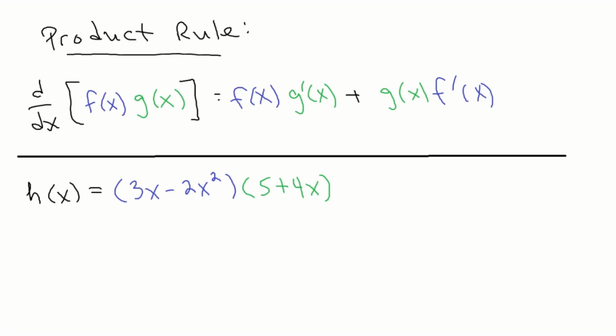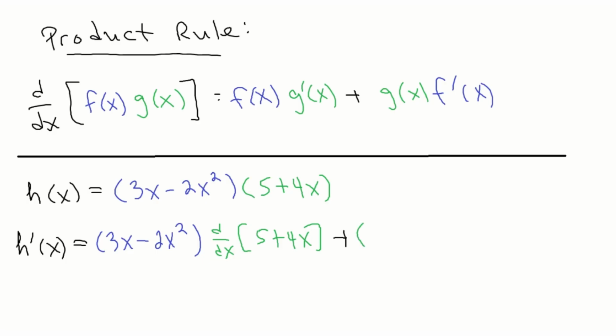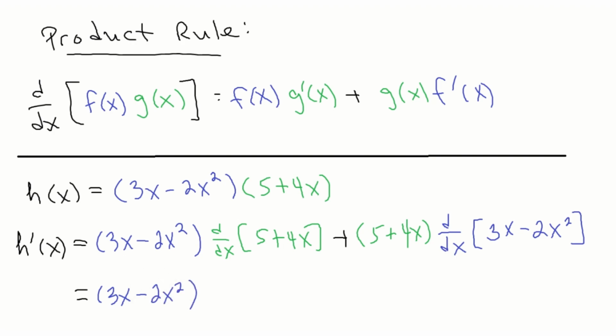Now let's apply the product rule. Following the formula, we have the first function times the derivative of the second plus the second function times the derivative of the first function. The derivative of 5 plus 4x is 4. The derivative of 3x minus 2x squared is 3 minus 4x.